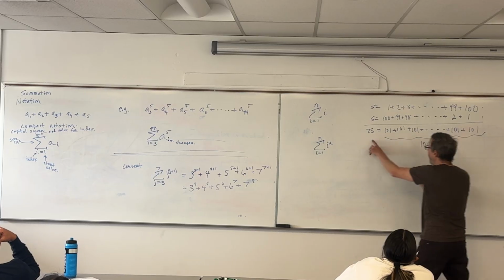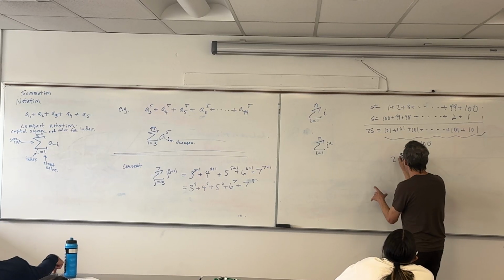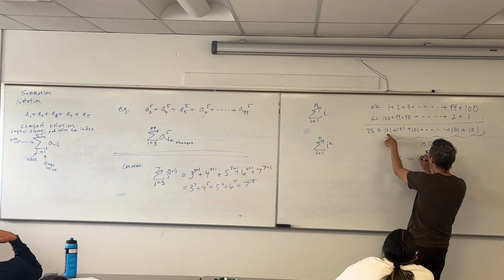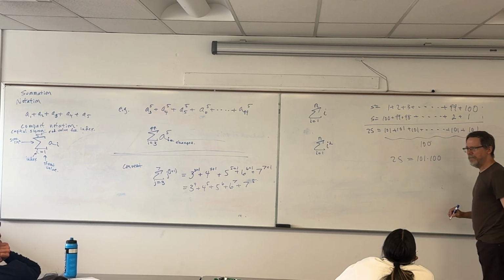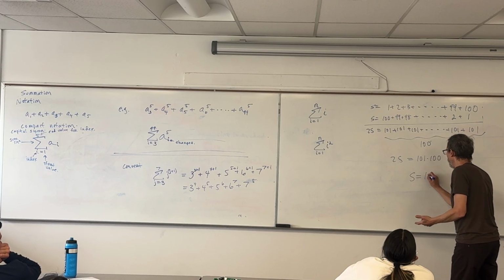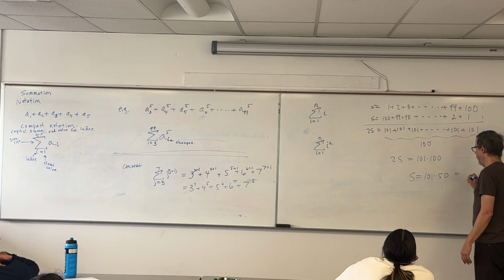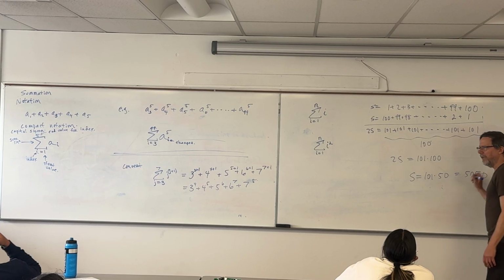So Euler said, well, wait, then all this is instant. Euler said twice the sum of those things is 101 times 100. So the sum, if I just divide both sides by 2, is 101 times 50. And that is 5,050.